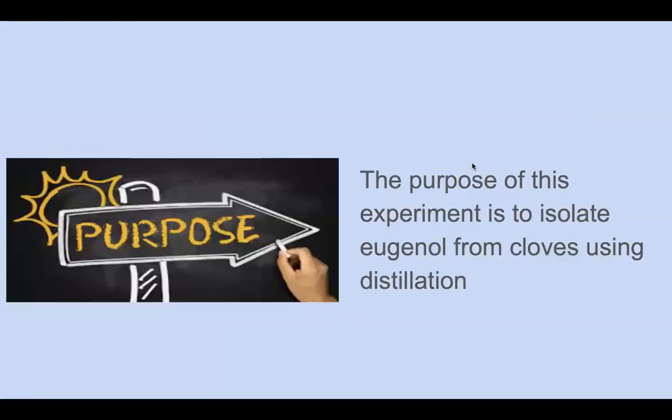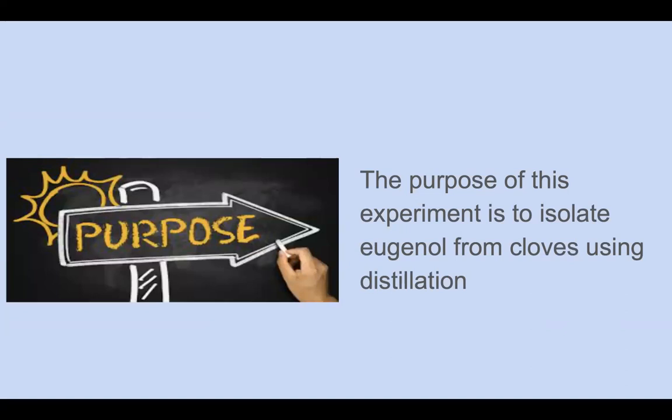To begin with, what was the purpose of this experiment? The purpose of this experiment was to isolate eugenol from cloves using distillation. It is important to keep in mind that we used a specific type of distillation, also known as steam distillation.